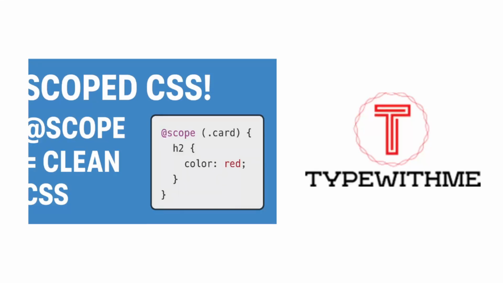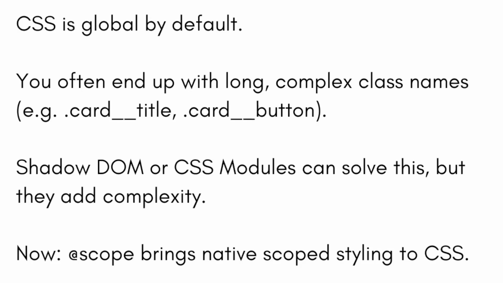Within today's video, I'm gonna explain how to use scoped CSS. Scoped CSS is very nice because you can actually scope, here in this example, a .card with an H2, and then that H2 in the card itself has the color red, but everything outside can have the global CSS styling, right? So if we go further, we see CSS is global by default.